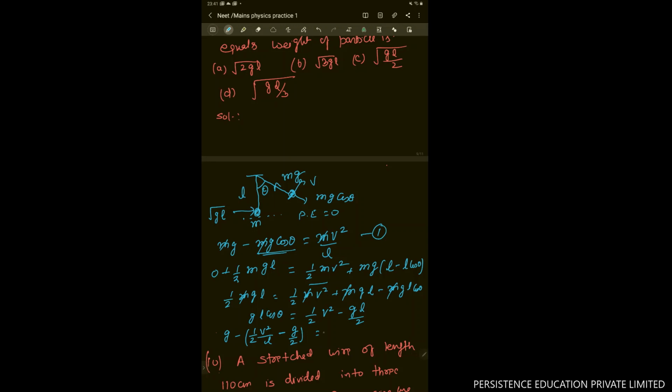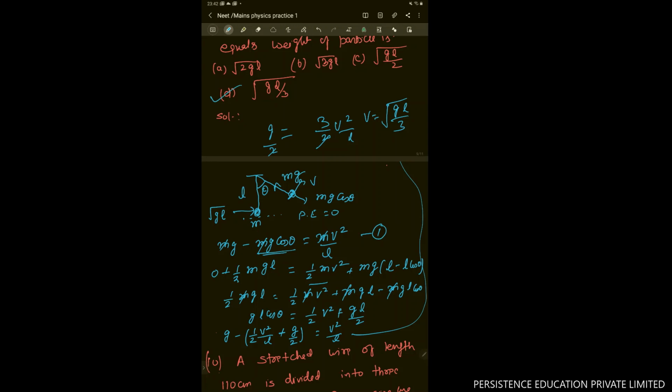So I have taken this as v square by L. So let me check. This is plus gl by 2. This is plus g by 2. So what I'll do, I'll use this particular space here. So from here, g minus g cos theta and g minus this will come as g by 2 is equal to 3 by 2 v square by L. So probably we have got the answer now. So v is root gl by 3.